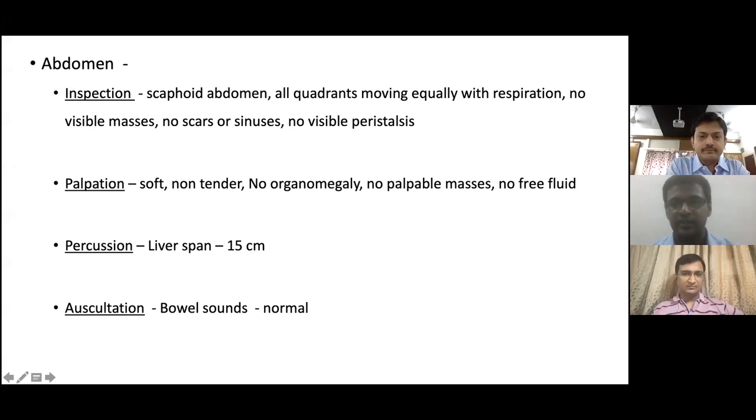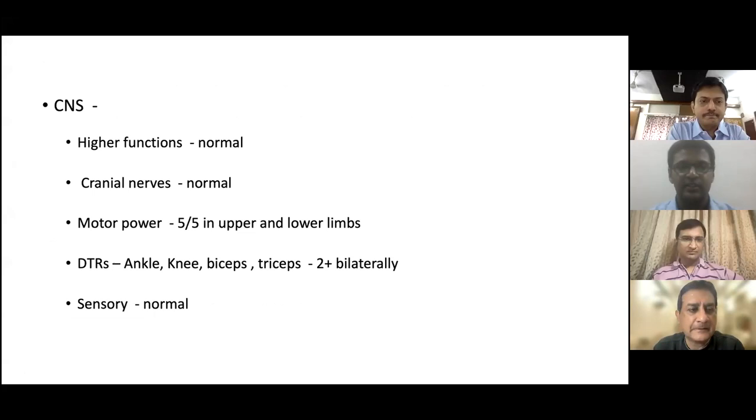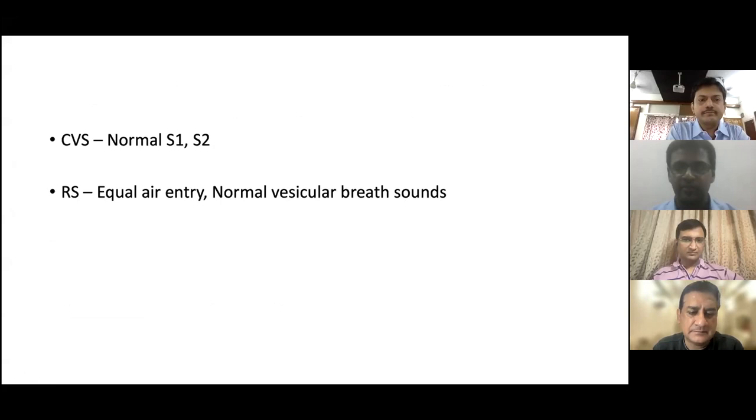On CNS examination, higher mental functions and cranial nerves were normal, motor power was 5/5 in both the upper and lower limbs, his deep tendon reflexes were normal, and his sensory examination was normal. His cardiovascular system and respiratory system examination were also normal.